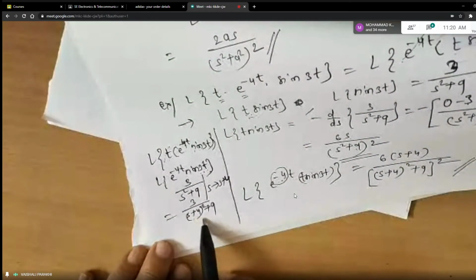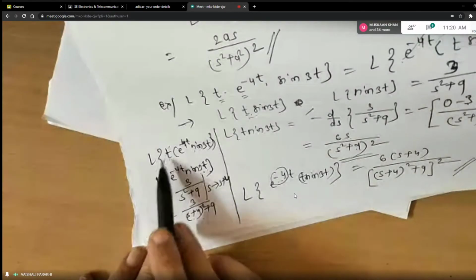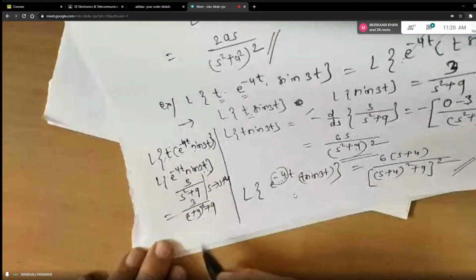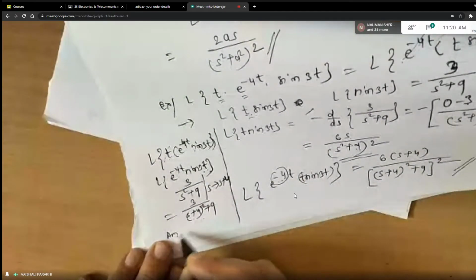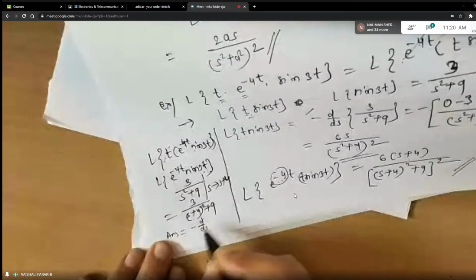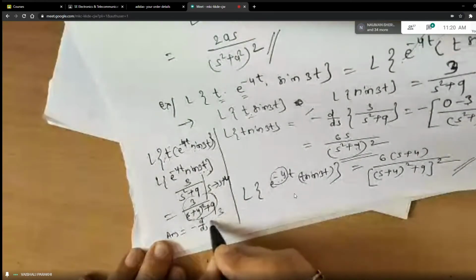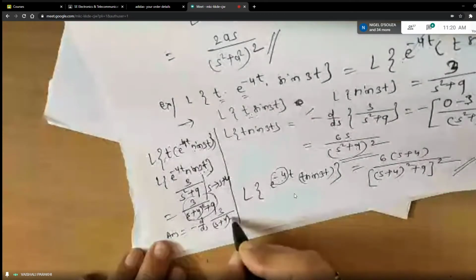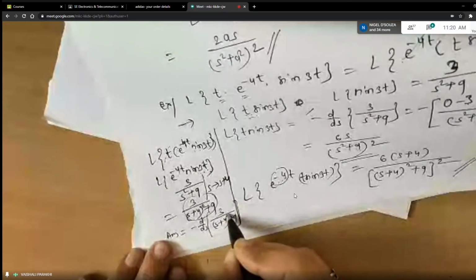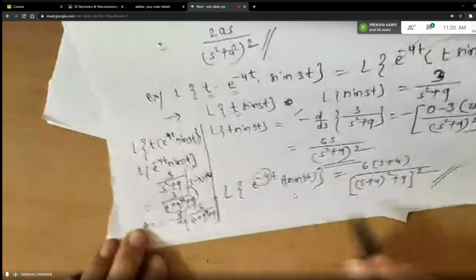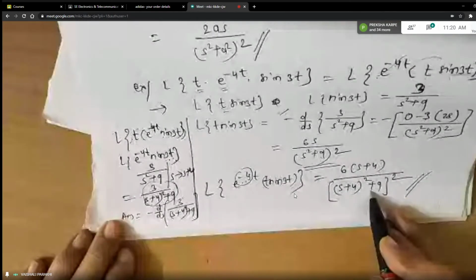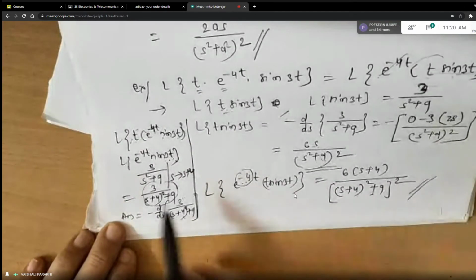Now whatever answer you got, we have ignored t. Means what? The full answer will be minus d by ds of 3 upon (s plus 4) the whole square plus 9. So again you have to use the u by v formula and get the answer, which will be exactly the same as this answer.